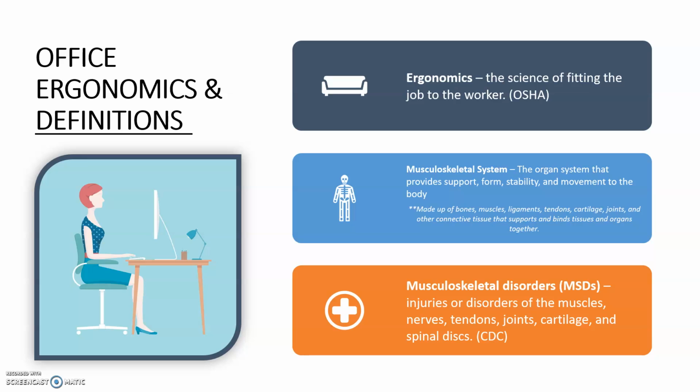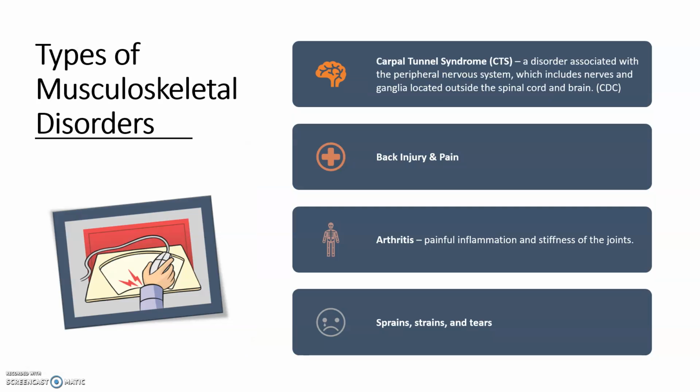Our third and final definition will be musculoskeletal disorders. Basically, this is an injury or a strain to your musculoskeletal system, and it is defined by the CDC as injuries or disorders of the muscles, nerves, tendons, joints, cartilage, and spinal discs.